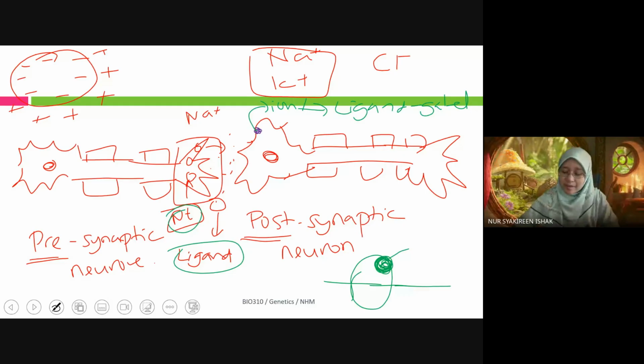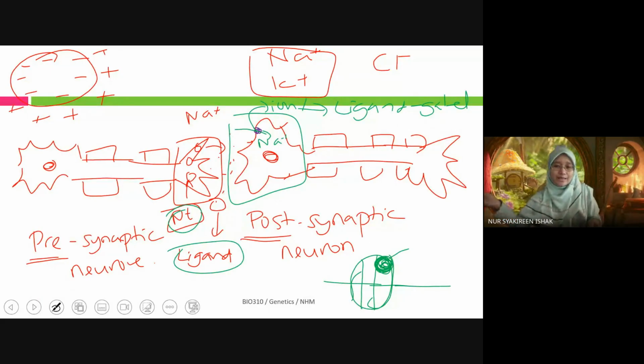So neurotransmitter binds to the receptor, causing the channel to open. Dia adalah channel. So the binding causes the channel to open. So once the channel opens, then only sodium can enter into the postsynaptic neuron. So at the dendrite region here, initially it is negatively charged. When sodium enters, it changes the negative charge to become positive. So that's why the postsynaptic neuron is capable of receiving the electrical impulse.